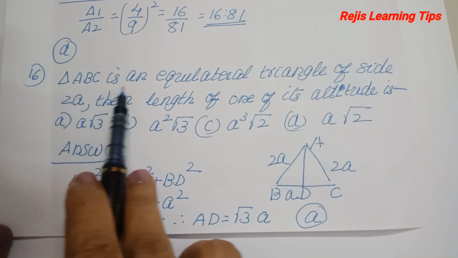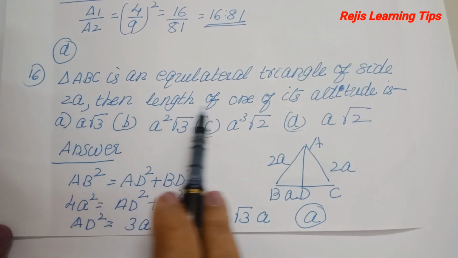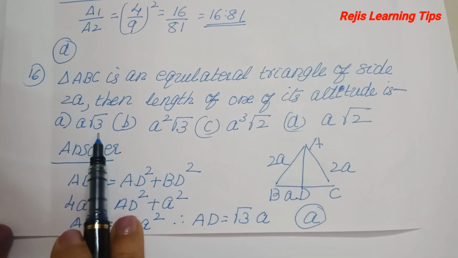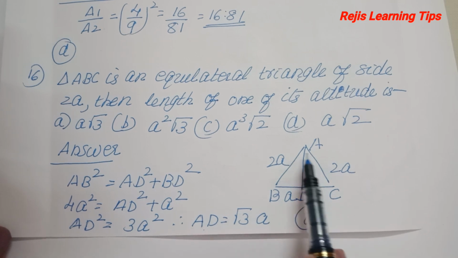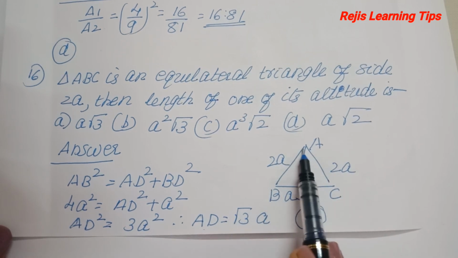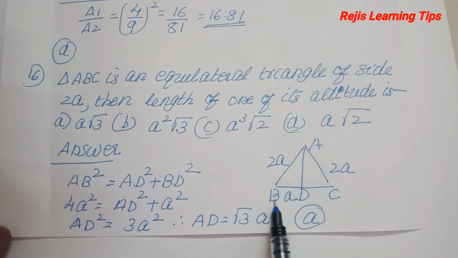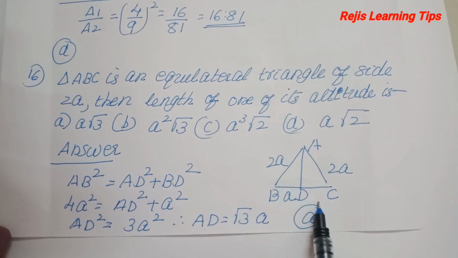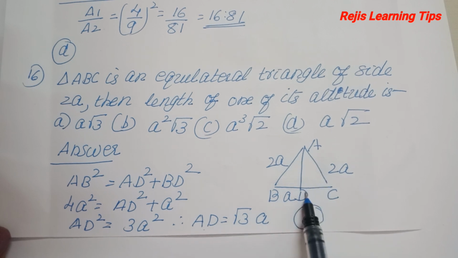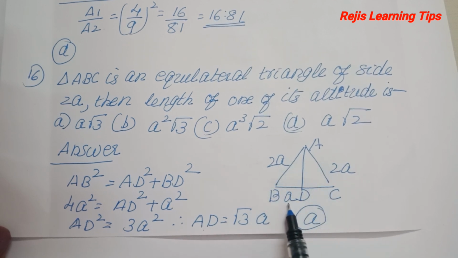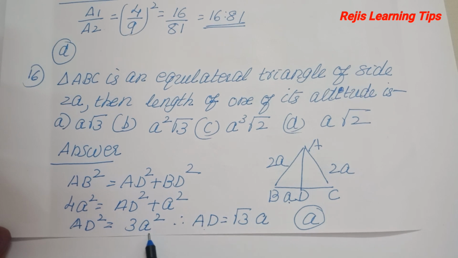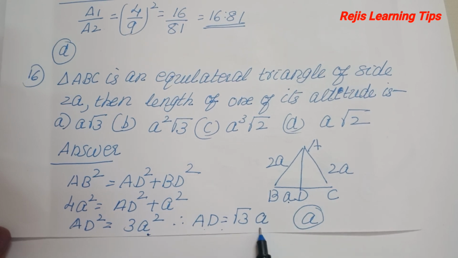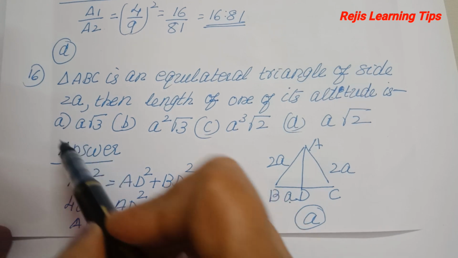Then 16th question: a triangle ABC is an equilateral triangle of side 2A, then the length of one of its altitudes is A root 3, A square root 3, A cube root 2, or A root 2. This is an equilateral triangle, all its sides are equal, and AD is the median. So BD is equal to A and DC also is equal to A. We have to find the altitude AD. So 2A square minus A square, that means 4A square minus A square, that is 3A square. So AD square is equal to 3A square. Therefore AD is equal to root 3 A. So our option is A.